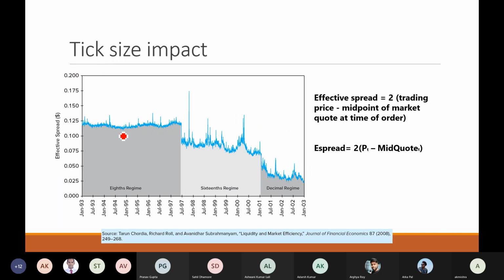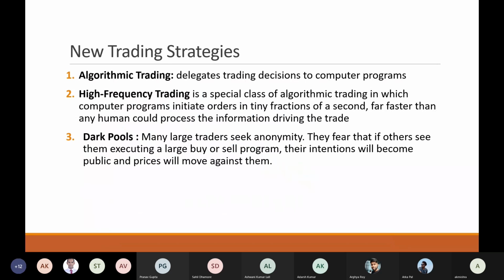So what they basically observed is that when this kind of regime was changed, the overall spread came down, almost from around $0.12 to $0.05. So there was an improvement in liquidity. This is one of the known studies that talks about tick size and how trading has changed market liquidity.